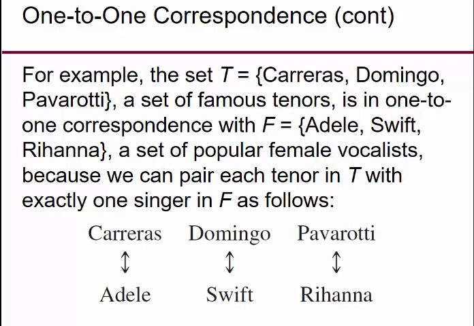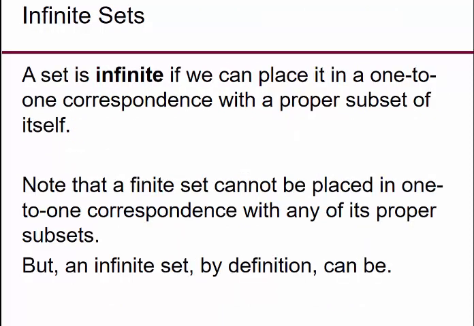For example, here we have set T, the set of famous tenors, which is in one-to-one correspondence with set F, a set of popular female vocalists. Because we can pair each tenor in T with exactly one singer in F as follows, these two sets are in one-to-one correspondence.